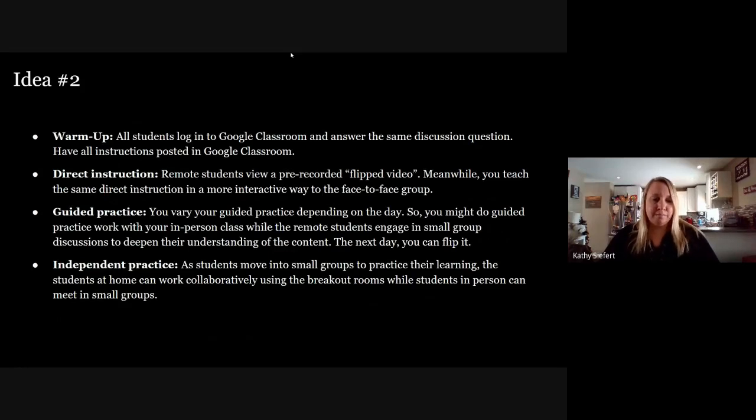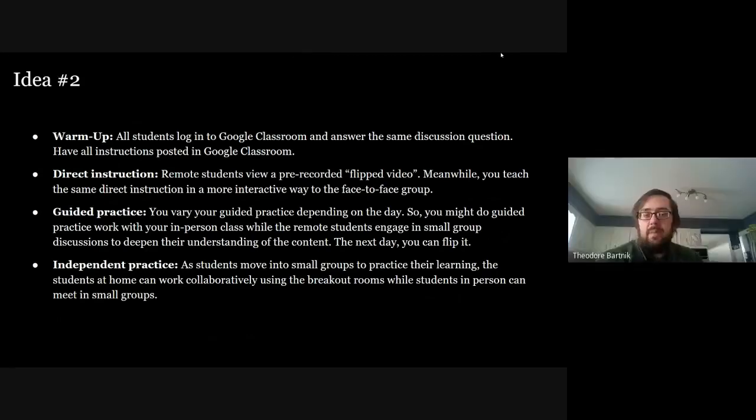And this might be a good place where, if they're going to work independently, you put everyone in their own breakout room, even if they're in person in front of you. But this way, for those remote students, you can go in and check in on those remote students individually during that independent practice time.